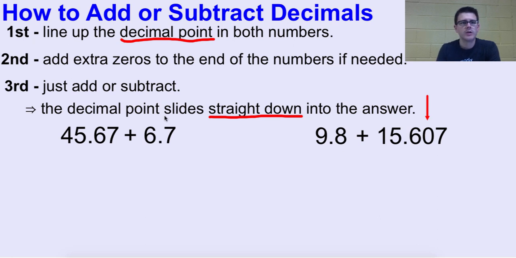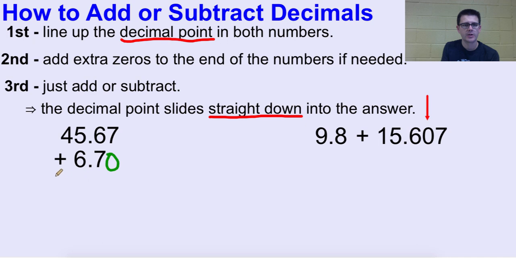So our first one here is 45.67 plus 6.7. So you're going to jot down this example and we're going to line it up together. Remember, you're going to line up your decimal point. So I'm going to grab this one and slide it over until that decimal point lines up. I want my ones to add to my ones, my tenths with my tenths, my hundredths with my hundredths, and so on. So here, I'm going to add an extra 0 since that number is a little shorter.